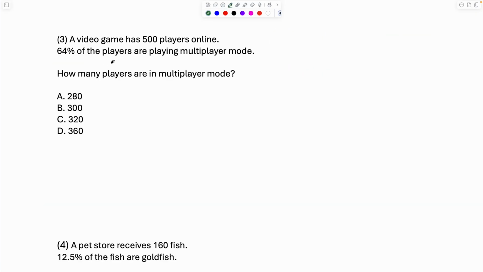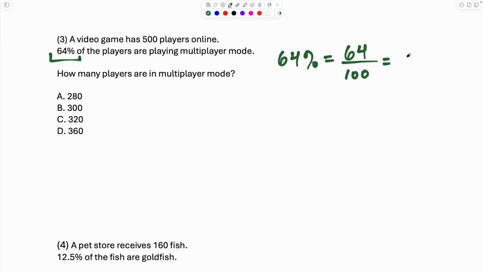Question 3, a video game has 500 players online. 64% of the players are playing multiplayer mode. How many players are in multiplayer mode? So for this one, let's start out here by taking the percent, and we're going to turn 64% into a fraction. So we have 64 out of 100.